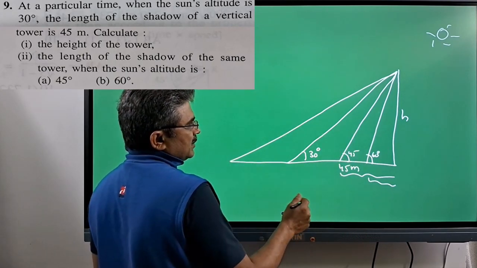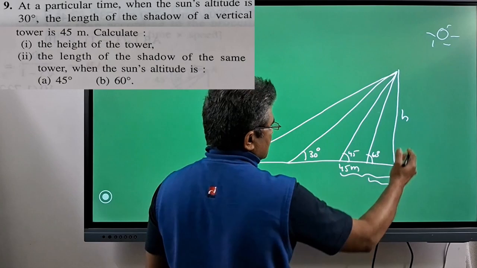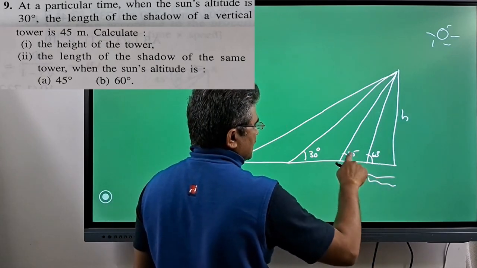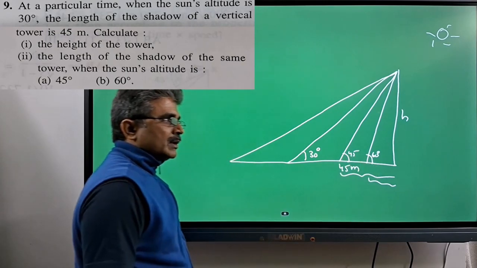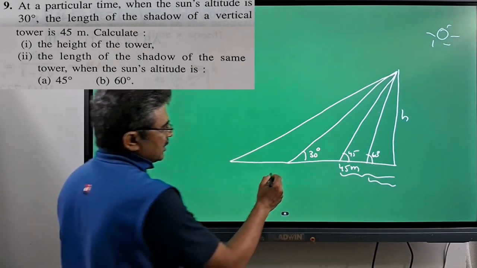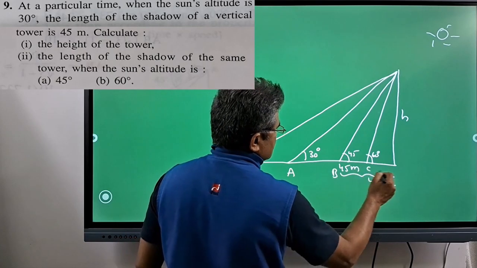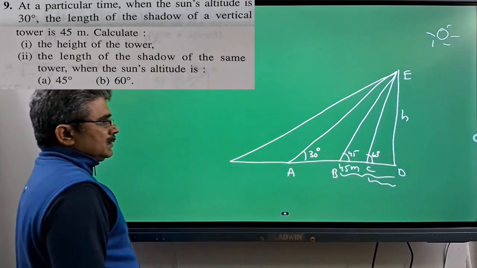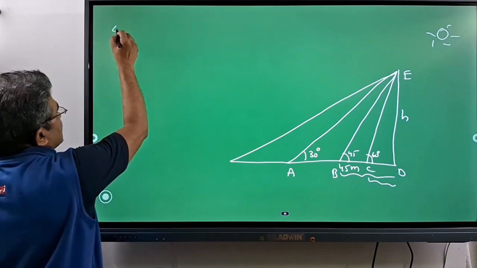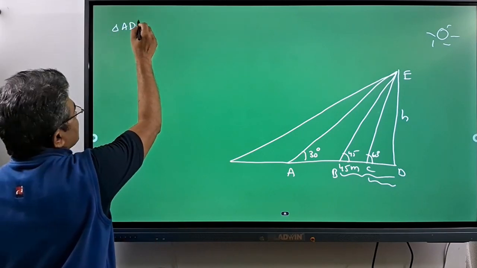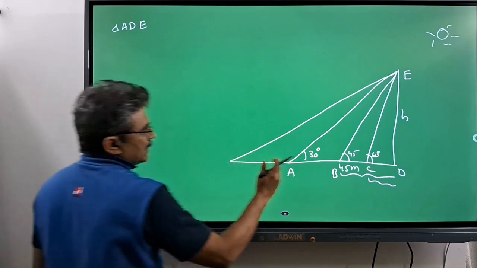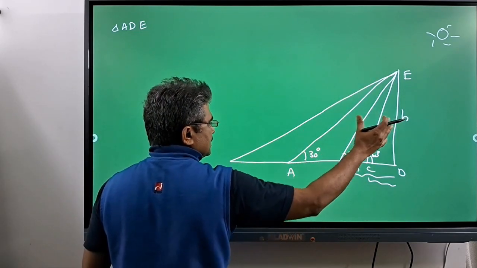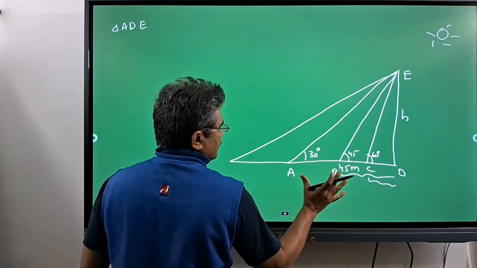So from this data we need to find out three parameters. One is the height of the tower, and the others are the lengths of the shadows at these angles of elevation. So first of all, I would name the points A, B, C, D and E. From this, first consider triangle ADE.